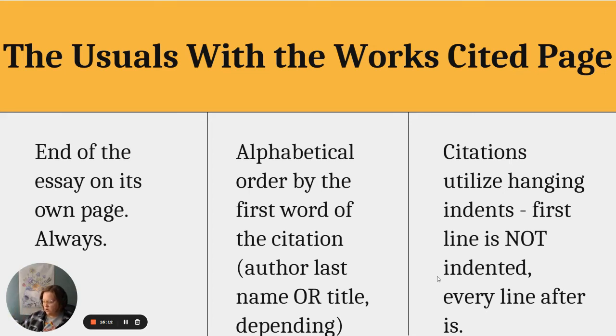So you'll either go by ABCs. You start, actually it's numerical then alphabetical. So 1, 2, 3, ABC. So then you'll alphabetize it that way. Citations are going to utilize hanging indents. The first line is not indented, so it's aligned with the left. Every line after, though, is indented. This is easy to do on Microsoft Word, not so easy to do on Google Docs. Just warning you. I actually had to Google how to do it on Google Docs myself.